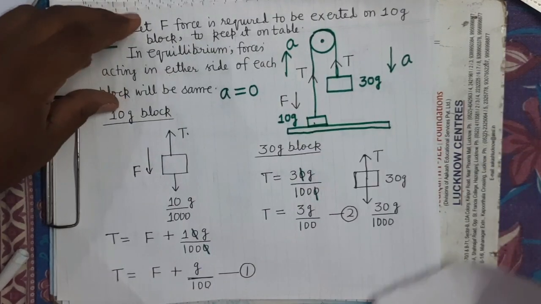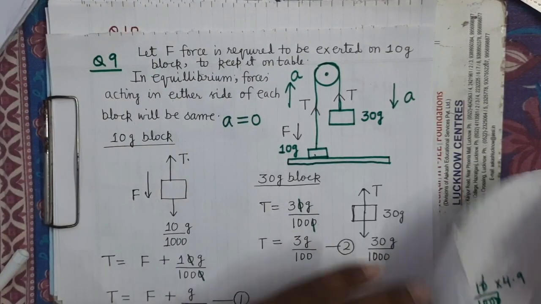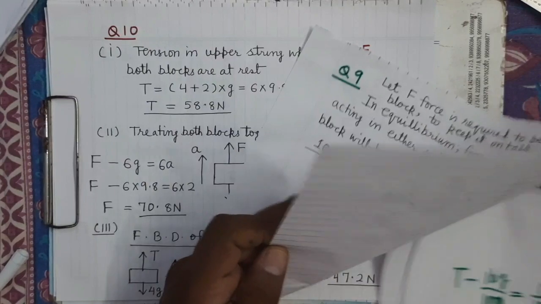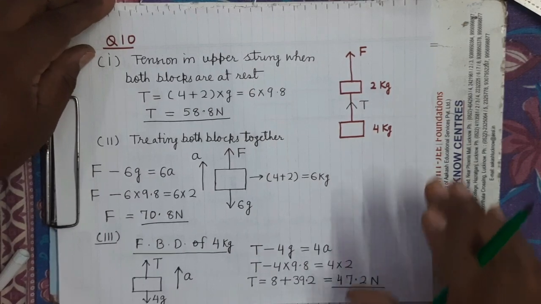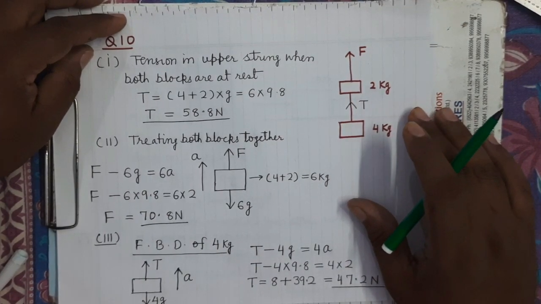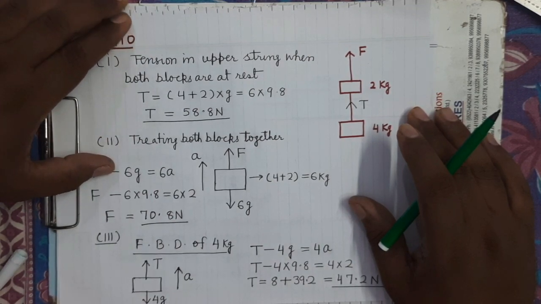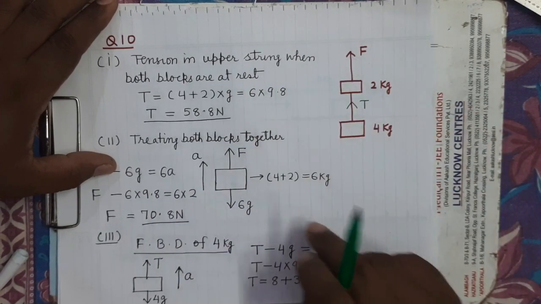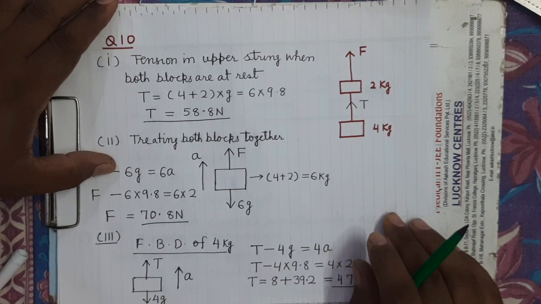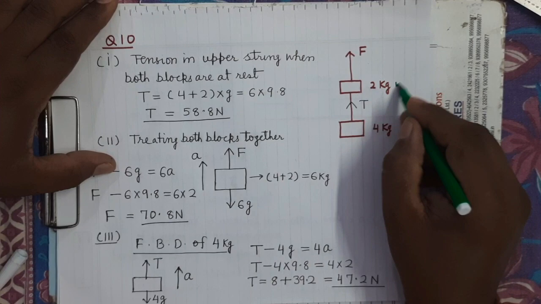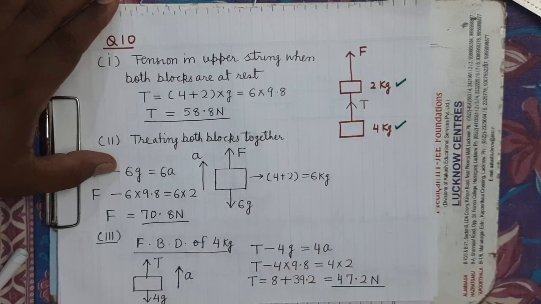So this is question number 9. It's clear. Now you can see question number 10. In question number 10, you can see two blocks are connected by a string, as shown in the figure. The upper block is hung by another string, in which force F is applied. What will be the tension in the upper string due to the two blocks suspended at rest? When they are in the rest position, what will be the tension in the upper string? It will be equal to their weight.